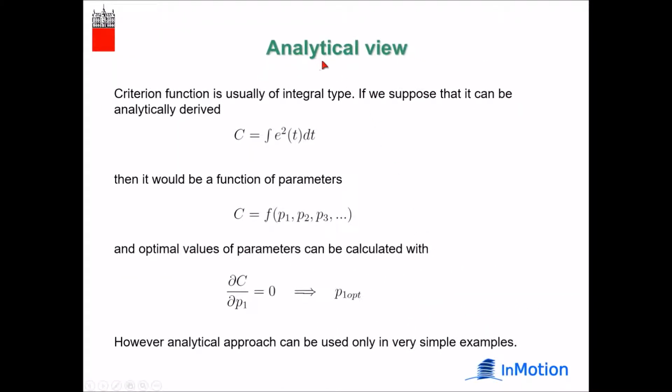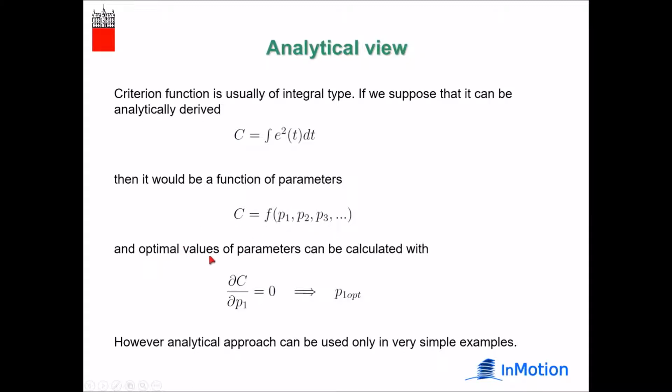Let's explain the analytical view of the optimization problem. The criterion function is usually of integral type. If we suppose that it can be analytically derived, this means that we can calculate the criterion function as a function of the error, and then it would be a function of parameters. This means that the criterion function is a function of parameters p1, p2, p3, and so on.